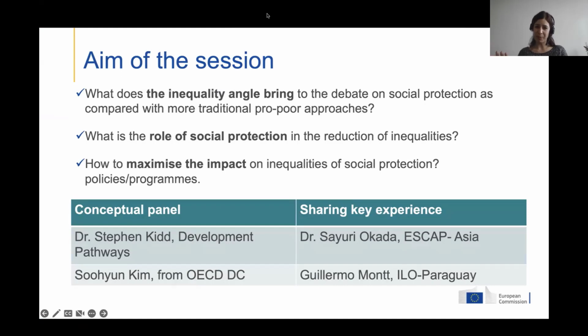As Jérôme was saying, we have four panelist speakers. The first, Stephen Kidd, will refer a lot to how to reduce inequalities through universal social protection. Soyum Kim from the OECD Development Center will also elaborate on how this plays out in developing economies that are largely informal, with the challenges that this entails. Then Sayuri Okada from the UN ESCAP will present a microsimulation model showing the impact social protection can have on inequality, and she will also look at the different policy options. And Guillermo Montt from ILO Paraguay will try to bring down this conceptual framework to how you implement it at the country level.